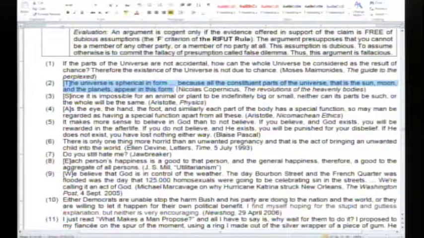All right, what's wrong with this argument? Composition. It's composition. Why? Because it's assuming that what's true about the individual parts is true about the whole. Exactly right. What about number 4? As the eye, the hand, the foot, and similarly each part of the body has a special function, so may man be regarded as having a special function apart from all these.